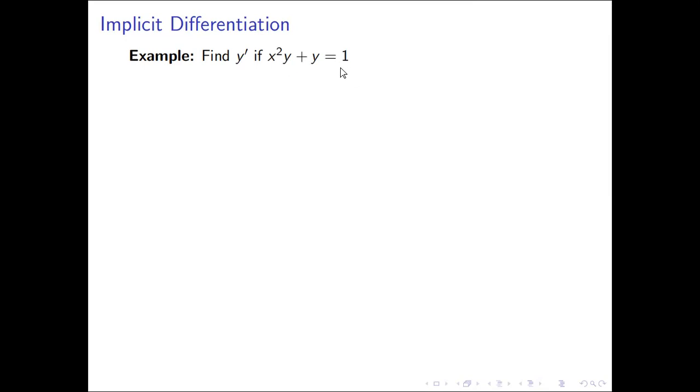Now note that here y is not given explicitly in terms of x. So one way we can find y prime, or the derivative of y with respect to x, is to first solve for y in terms of x. That can be done. Not always, but in this instance, we can easily get y in terms of x. So let's solve for y.